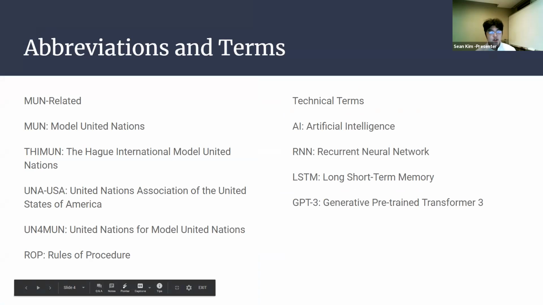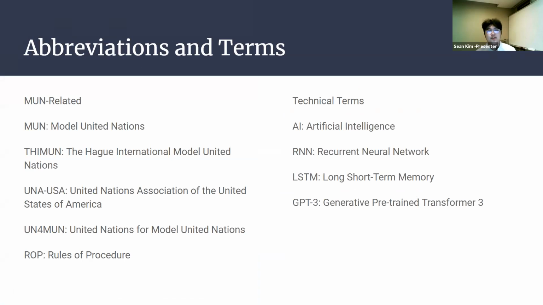Before moving on to the first section, I would first like to describe in brief some of the terms and abbreviations that I might use within this presentation, so as to get everyone familiar with them. I've divided this into two categories, MUN-related terms and technical terms. These technical terms refer to terms that I'll be using within the explanation of the technology behind the program that I've created.